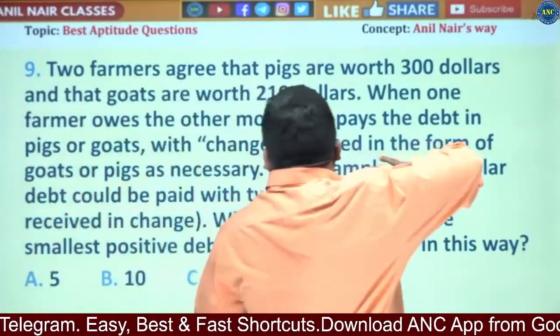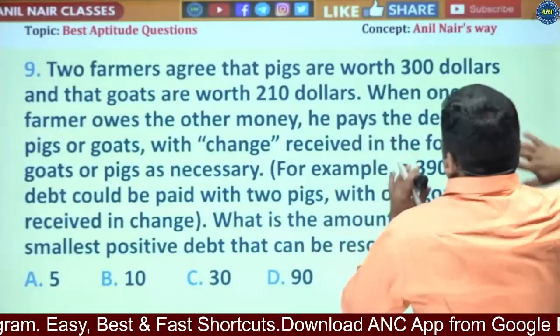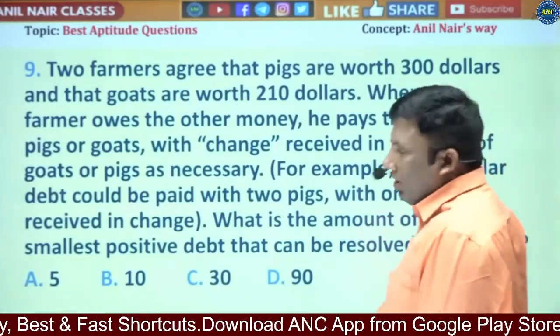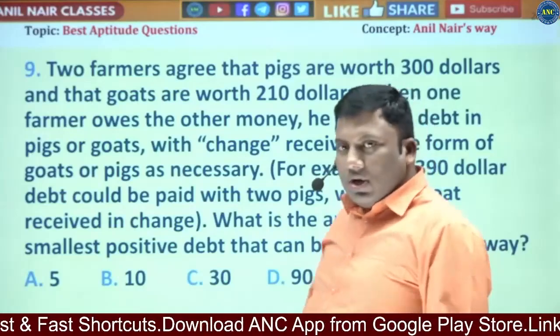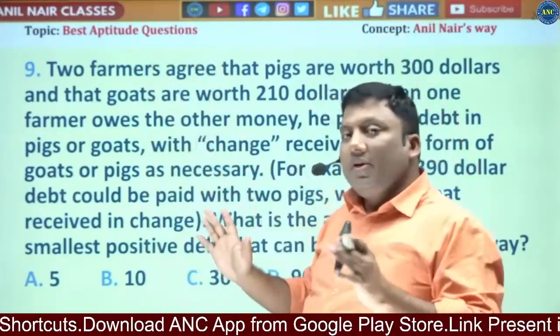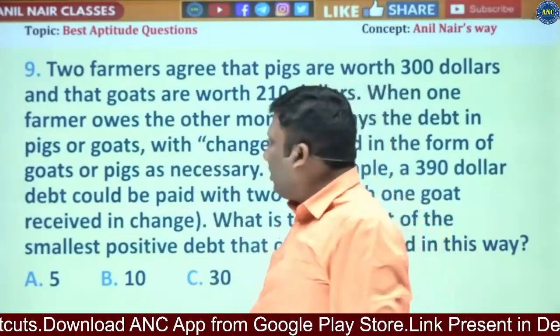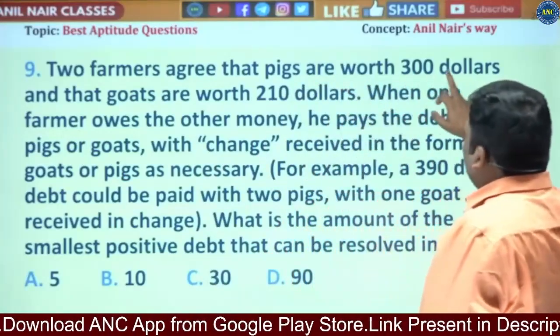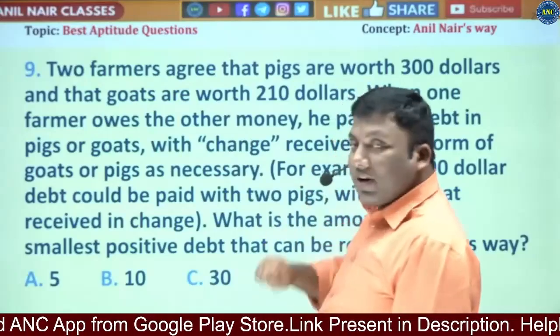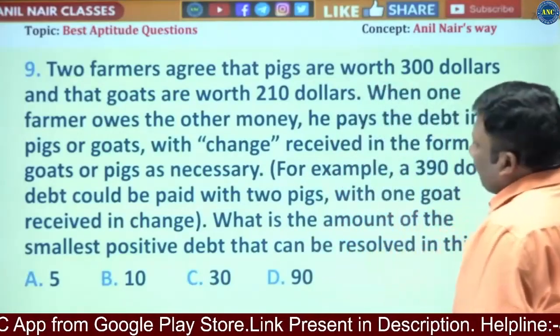Two farmers agree that the pigs are worth $300 and that goats are worth $210. They all come to a conclusion: each pig is worth $300, and each goat is worth $210. Okay.